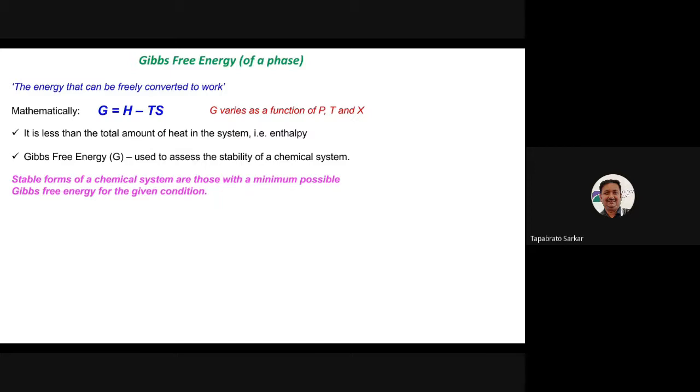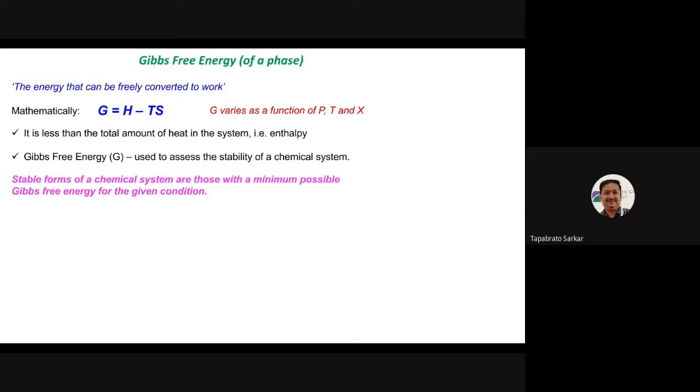So if you define it, obviously Gibbs free energy is the energy that can be freely converted to work. And mathematically, we know we can write it as G equals H minus TS, where H is, what is H? Enthalpy. H is enthalpy. S is entropy. Okay.